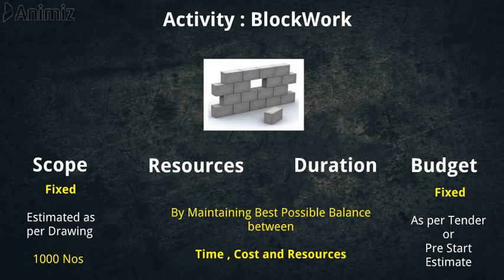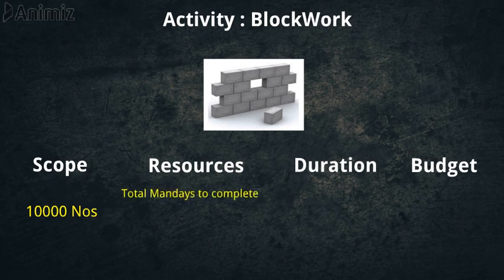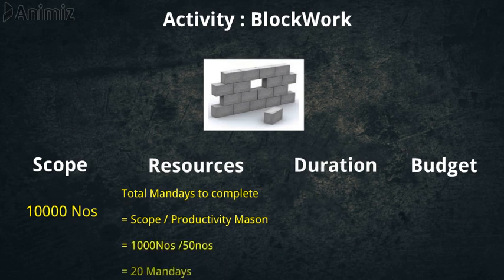Now let us calculate the resource requirement and the duration of the block work activity. If we have to lay 1000 blocks, then the total man days to complete is scoped by productivity per mason. Now if one mason can lay 50 blocks per day, then we need 20 mason days or man days. Duration, total days, is equal to total man days divided by the number of men available at site. So 20 divided by the number of masons available at site will give us the duration of the block work activity.